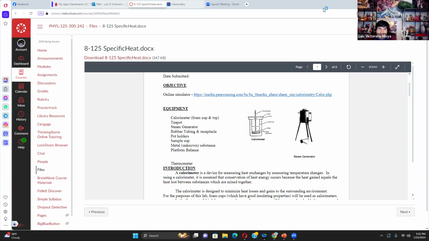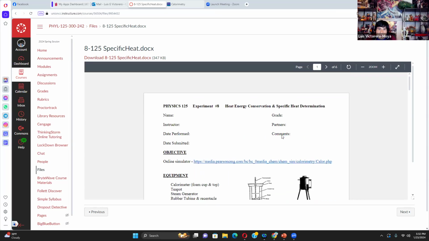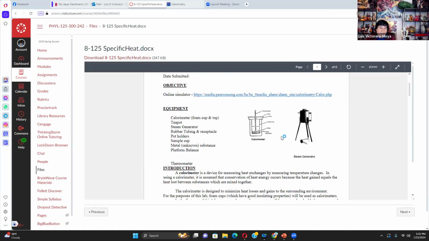Hello everyone, this is the specific heat laboratory tutorial. This lab will allow you to investigate the heat energy conservation and the specific heat of an unknown, well, not very unknown in this case, but of a substance. The reason why it's not unknown is because you're going to be using a simulation, but at least you're going to be able to basically replicate everything that you will be doing in a lab.